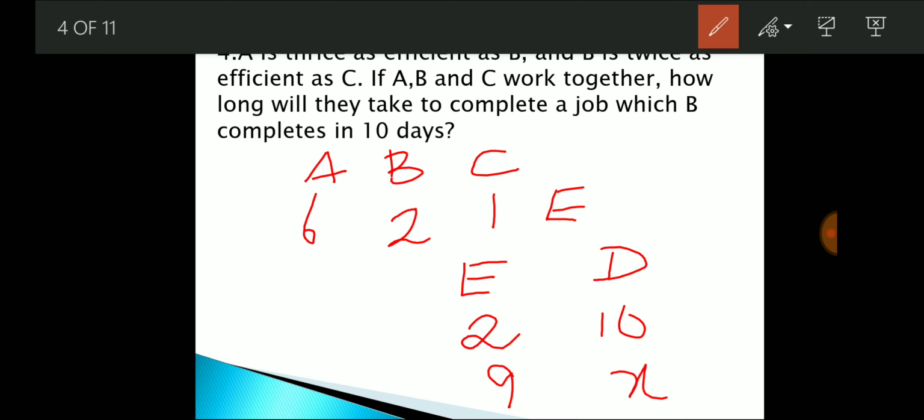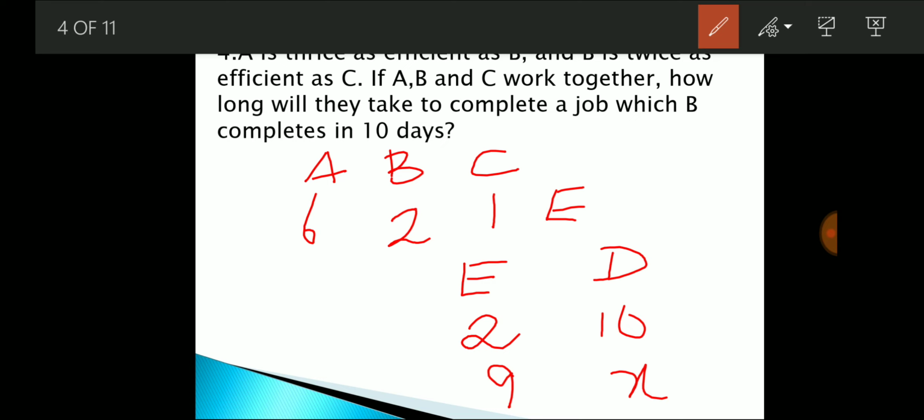If I take the total work as 6, and A has to finish in 6 days, which means A's efficiency is 1. B finishes in 2 days, which means... When it comes down to 3 ratios, you will not get the inverse of it. Probably I'll explain that in the coming questions.